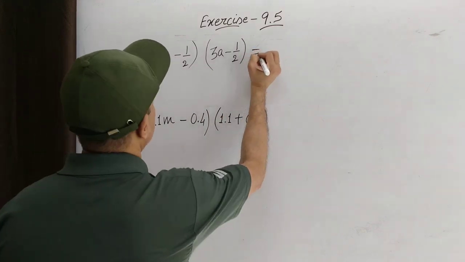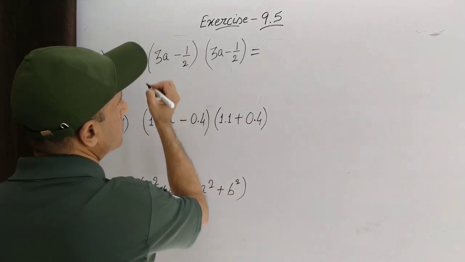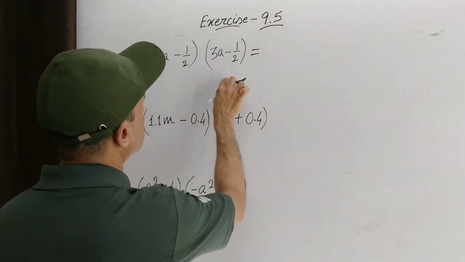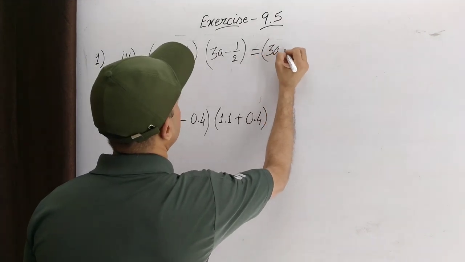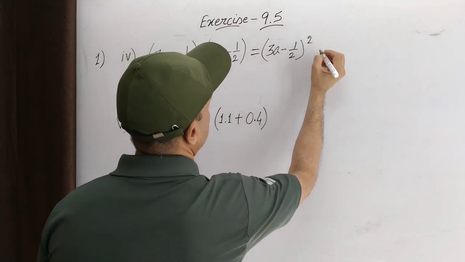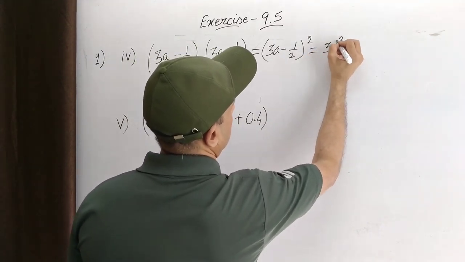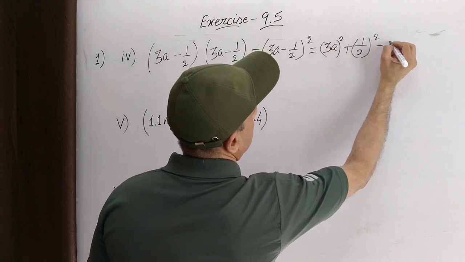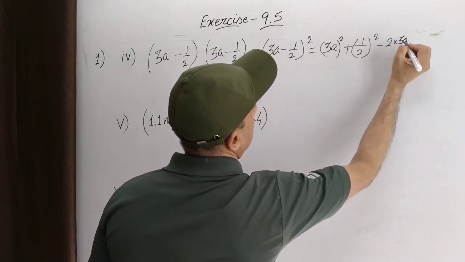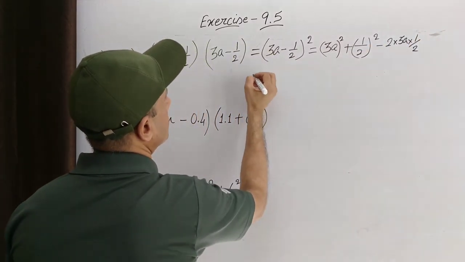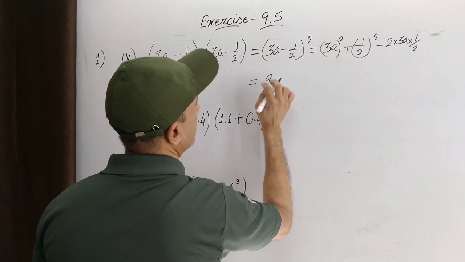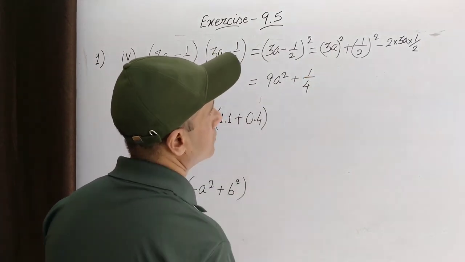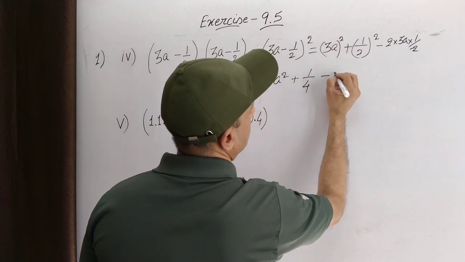So, in this case, we write it as this is a and this is b. Again, minus, this is a and this is b. Straight away, we use the identity (a minus b) whole square. So let's write this as (3a minus 1 by 2) whole square. So we get the result as (3a) square plus half square minus 2ab, that is 3a into 1 by 2. So we have here 9a square plus 1 by 4 minus 3a.